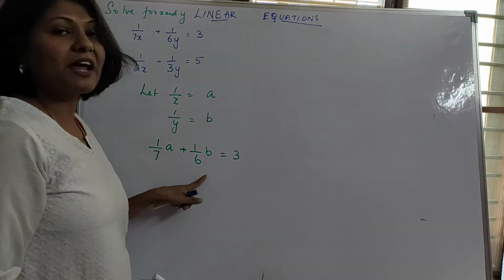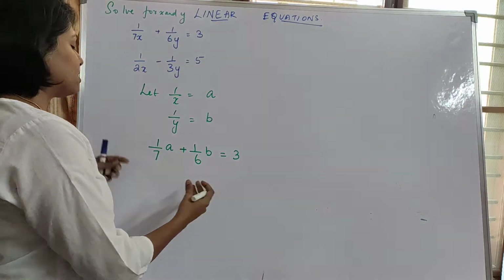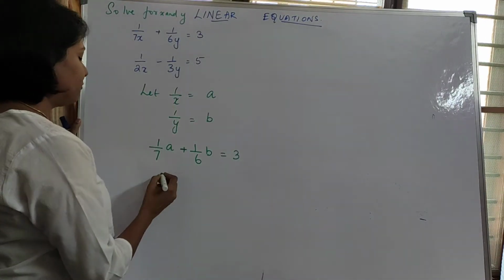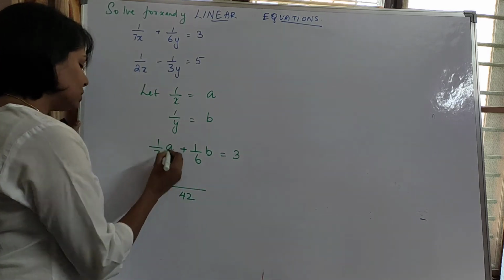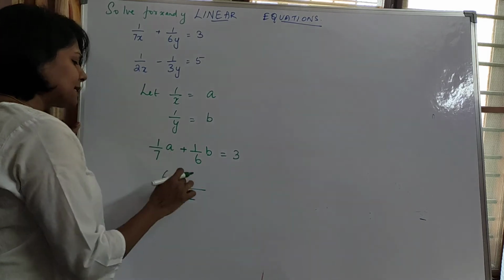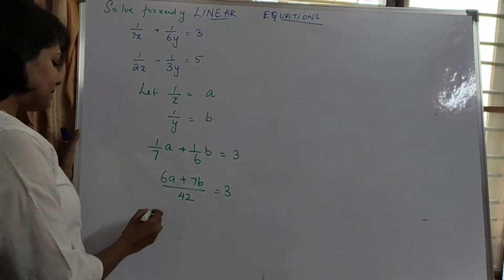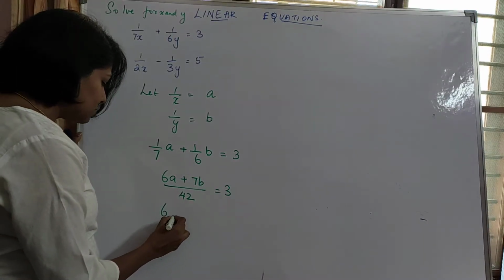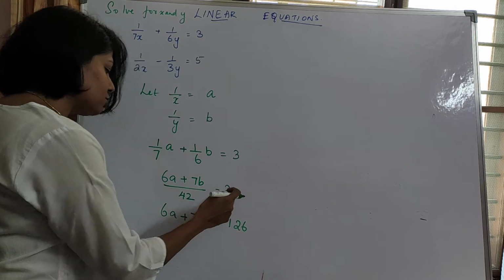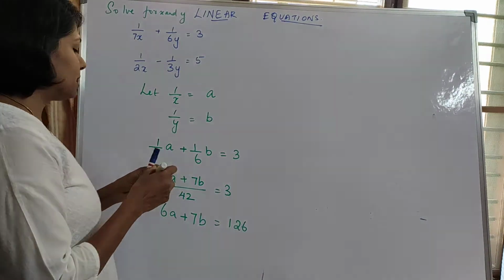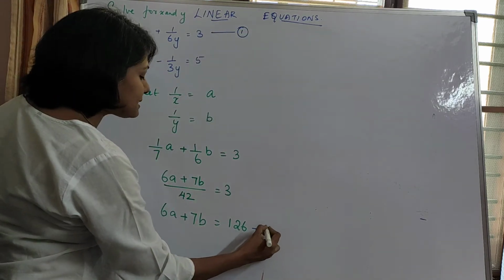Again, when you notice these fractions, you can definitely take the LCM and remove the fractions, and then continue. I would prefer doing that initially. So your LCM will be 42. This becomes 6a, since 6 gets multiplied here and 7 gets multiplied here, plus 7b is equal to 3. In the next step, you take your 42 to the other side, where it gets multiplied. So you get 6a plus 7b is equal to 126. This is equation 1, which is replaced as this.